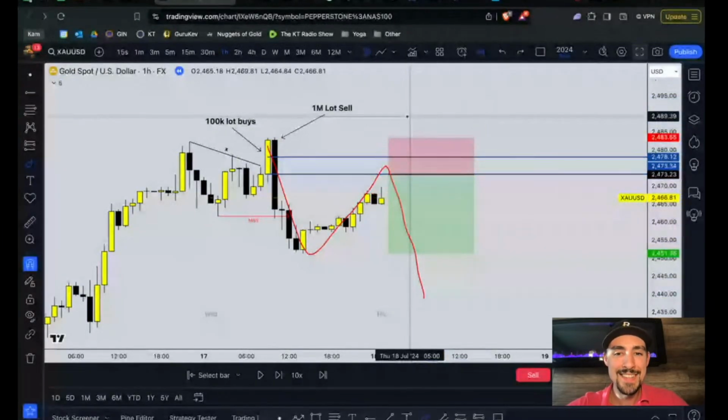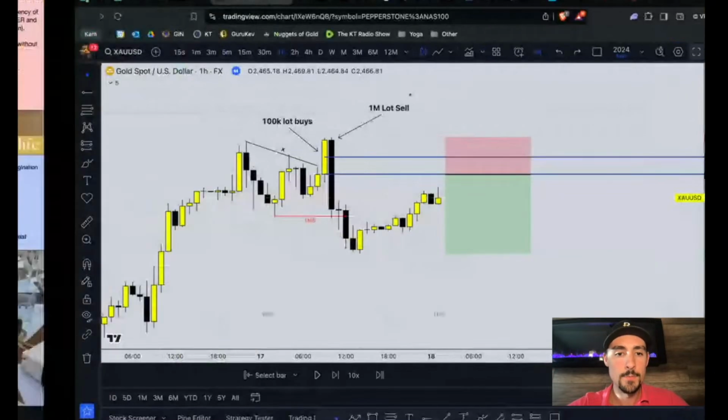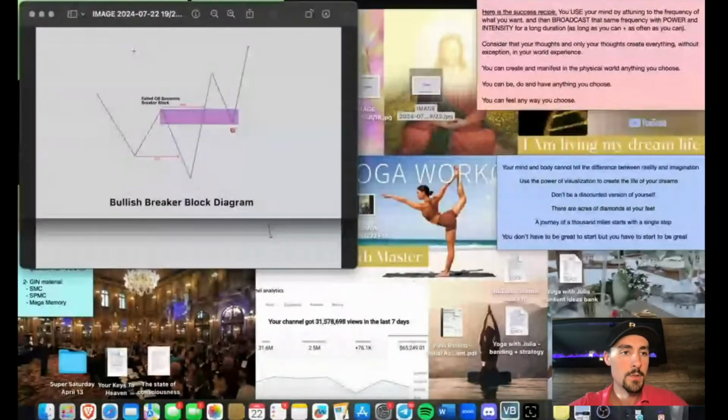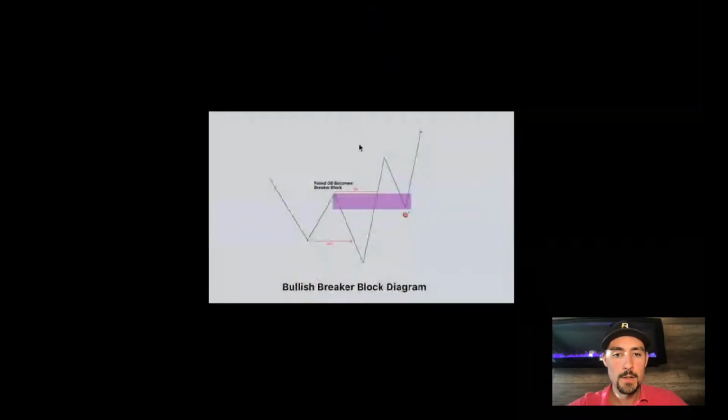And so the best example, and we're going to look at a couple of diagrams for this, is right here. Let's look at the bullish one first, actually. Let's look at this one first. So can you guys see this?